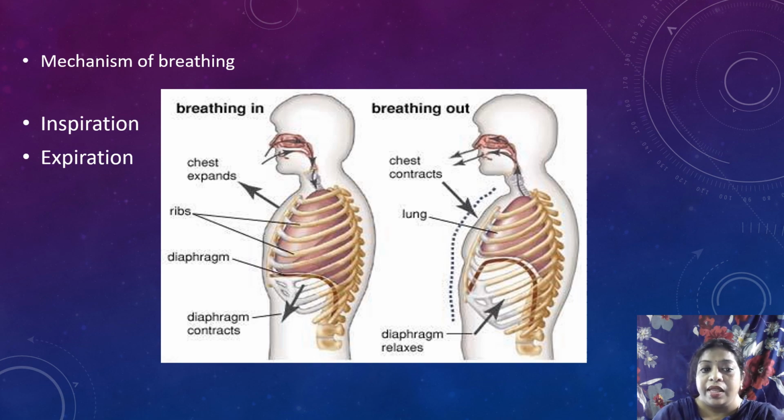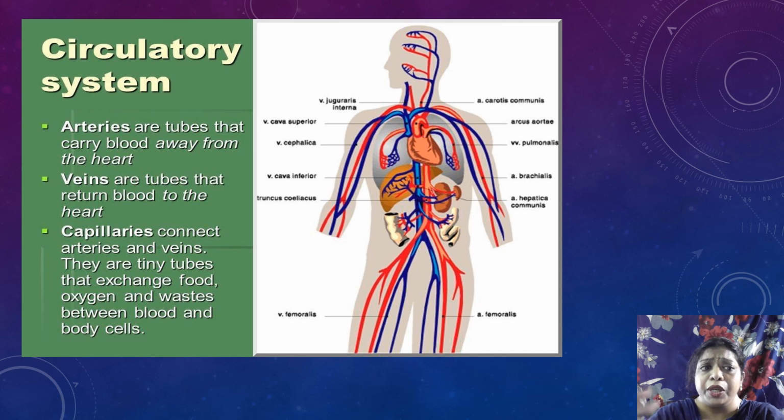So the next slide, we are going into the circulatory system. The circulatory system comprises three parts. The first one is the arteries, the veins and the capillaries. I repeat, the arteries, the veins and the capillaries. Now what are the arteries? The arteries are tubules that carry the blood away from the heart.